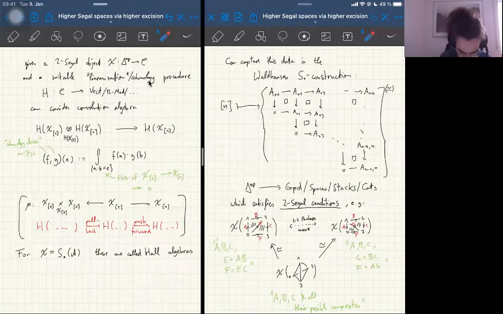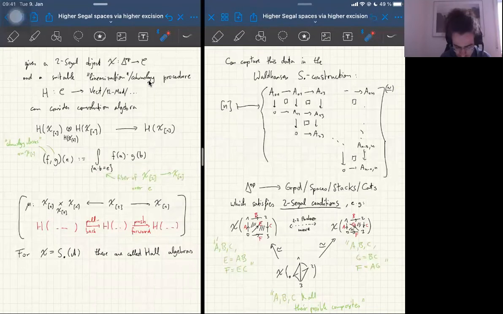Then you can define this sort of convolution product where you have a cohomology class and another cohomology class, and you want to take their product. Evaluating at E, you just write down this usual convolution formula where you take all possible products of A times B equal E, just that now this is a multi-valued product.